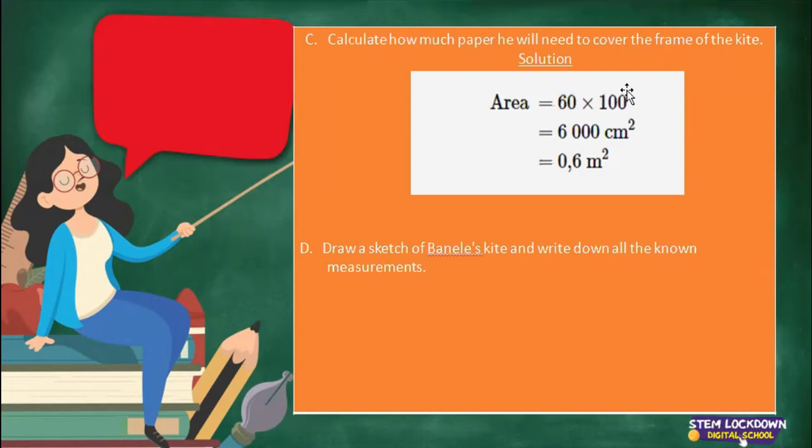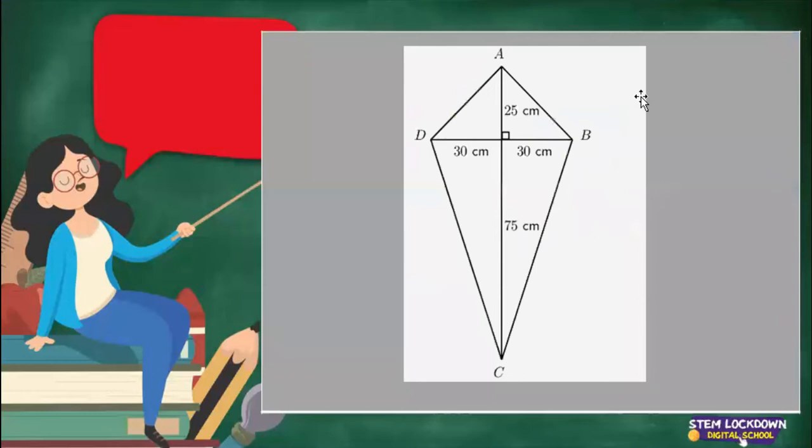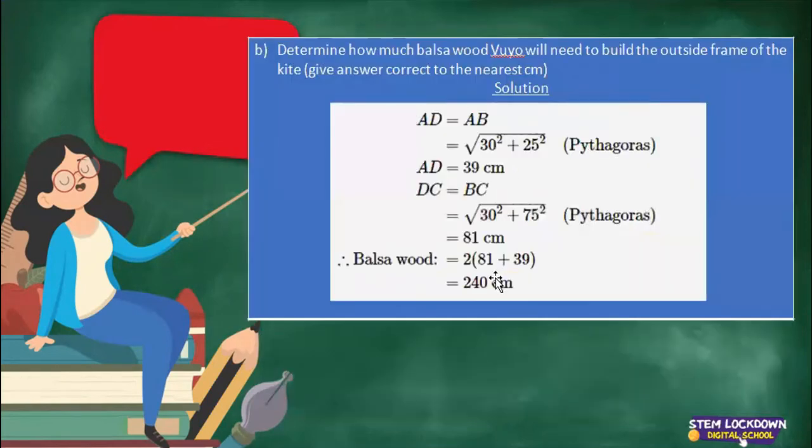And the area of the kite is what? The product of the two diagonals. So the first diagonal is 60 centimeters, and the other diagonal is 100 centimeters. So we multiply that to give us the area of a kite. Okay. Now we go to the next one.